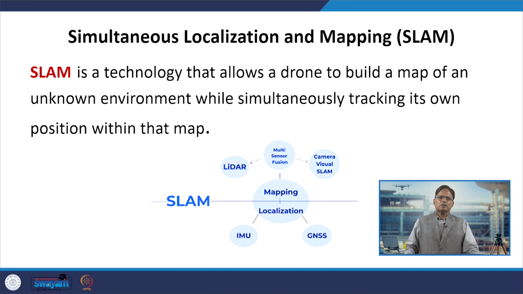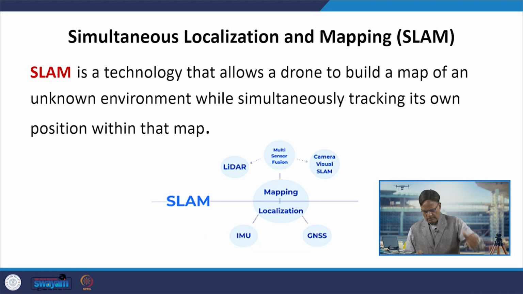Then we are using a technique which is called simultaneous localization and mapping, SLAM. So, SLAM is a technique that allows a drone to build a map of an unknown environment while simultaneously tracking its own position within that map. So, for any unknown environment, it will create a map and continuously track its own position within that map itself.